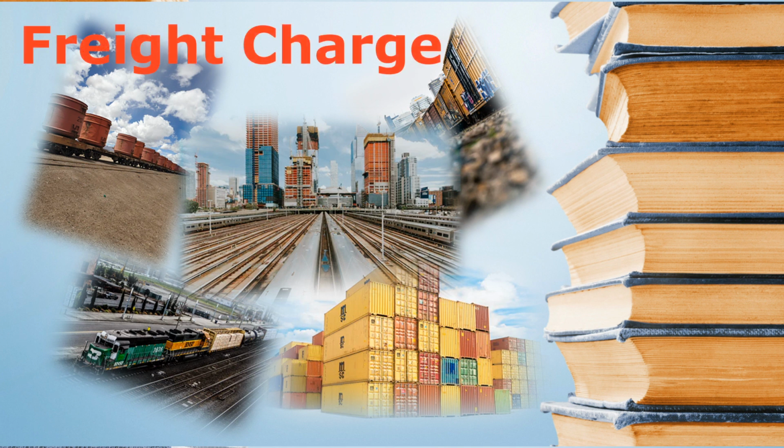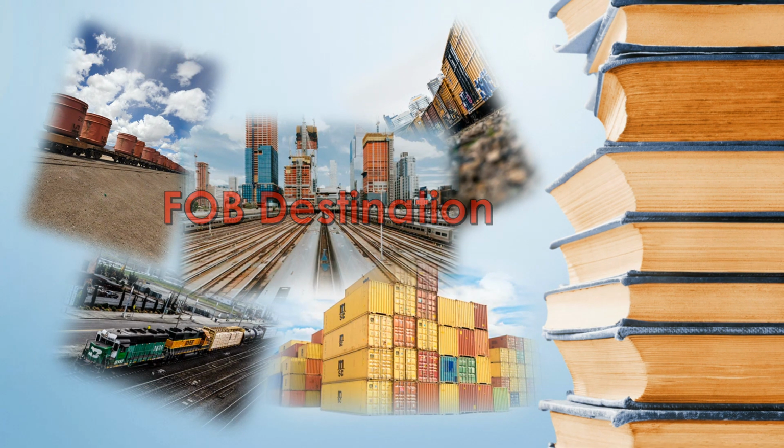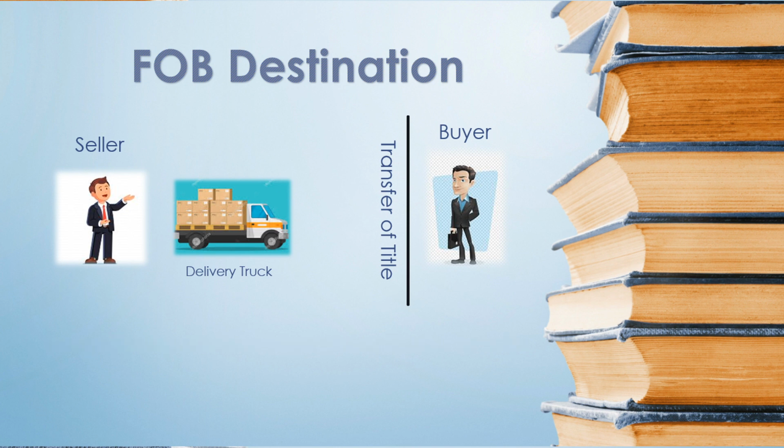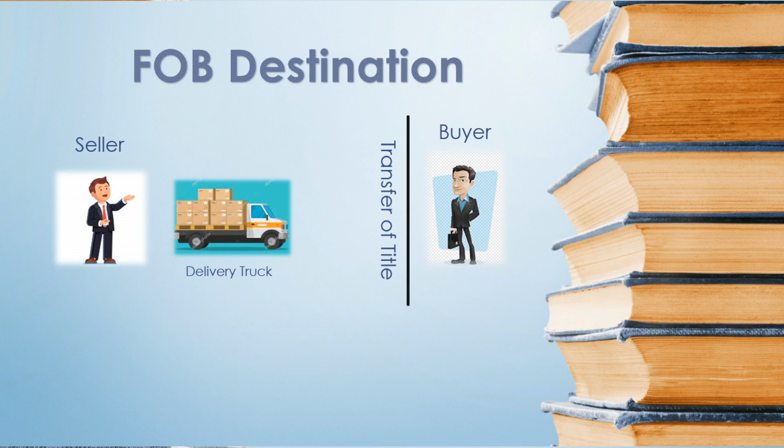For you to understand freight charge, you should be familiar with the terms FOB destination, FOB shipping point, freight collect, and freight prepaid. FOB destination means that the ownership of goods purchased from shipping to the destination is on the seller. Ownership will be transferred to the buyer only upon receipt of goods. Therefore, since the seller is the owner of goods during shipment, it is incumbent upon the seller to pay for the freight costs.